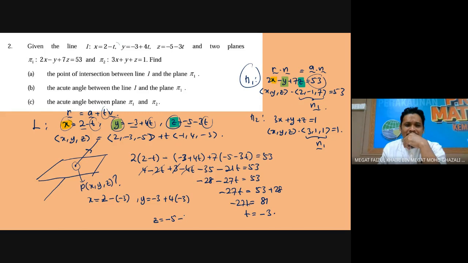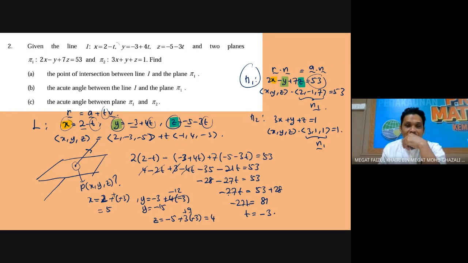Negative 5 minus 3 times negative 3. So this is 2 minus negative, positive. So x equals 2 plus 3 equals 5. y: 4 times negative 3, negative 12. Negative 12 times 3, negative 15. And this one here, negative 3 equals positive 9. 9 minus 5 equals 4.